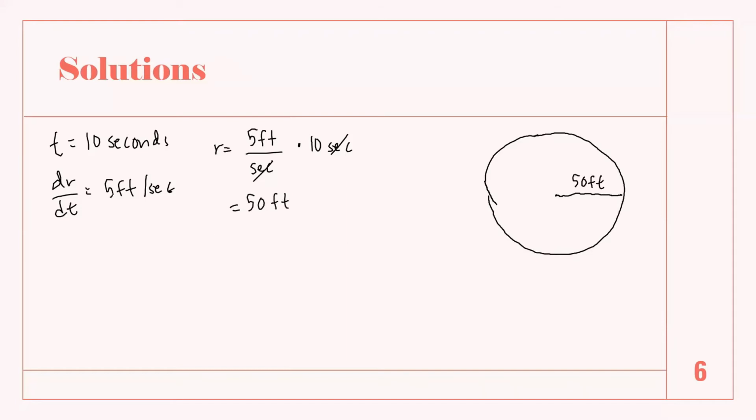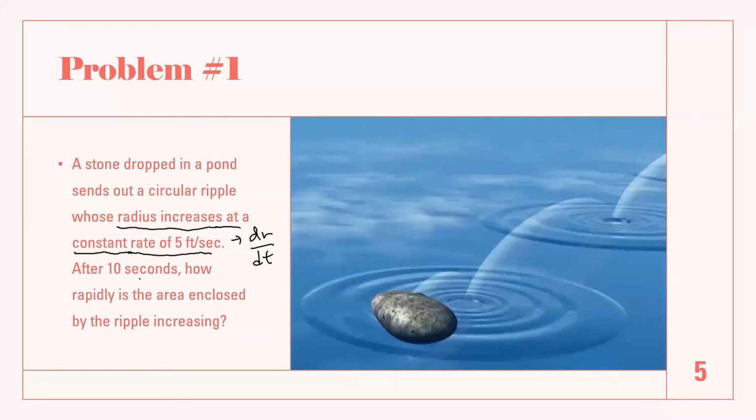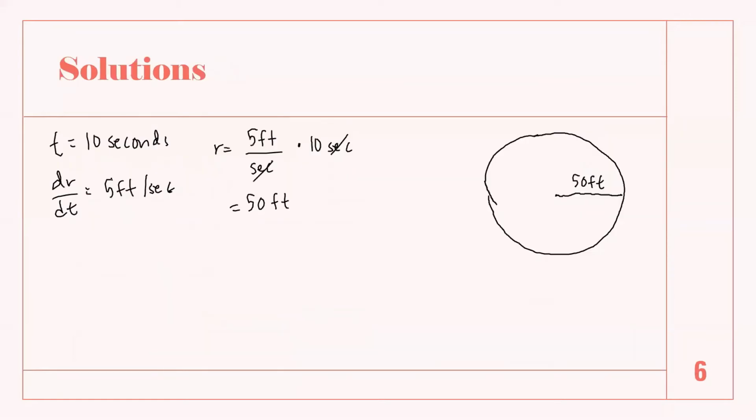Okay, so going back to this problem, yung 10 seconds na yan, which is t. How rapidly is the area enclosed by the ripple increasing? So yung rate na yon ay dA over dt. But the question is, do we know the value of dA over dt? Syempre, hindi pa. That's why we're going to write a question mark. Okay, since the figure is the circle, we can state the area of the circle. Next we're going to differentiate both sides in respect of t.